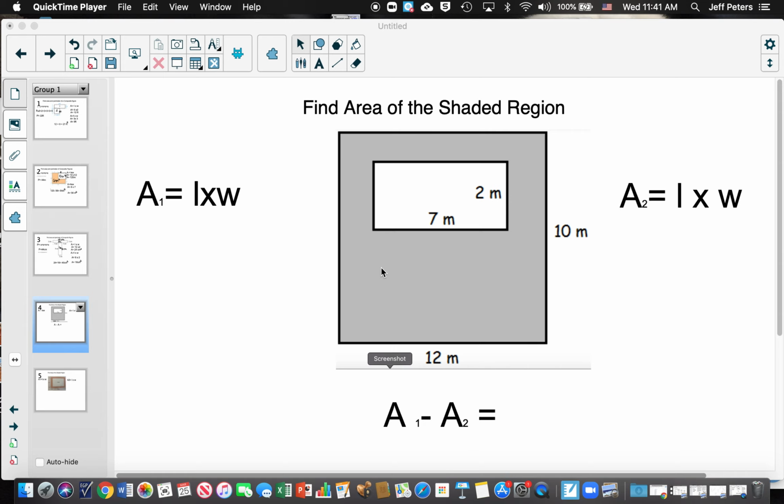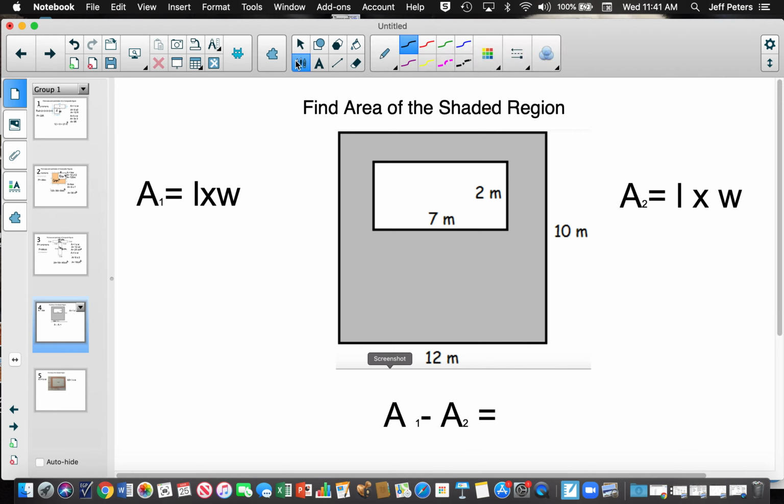So today we're going to be looking for the area of the shaded region. In this figure, you can see we have the shaded area, and then in the middle we have the unshaded area. So we want to find the area of just the shaded part. In this case, we have all of our dimensions that are needed: 12 meters as our length, another length here of 10 meters, we have 7 meters, and we have 2 meters.